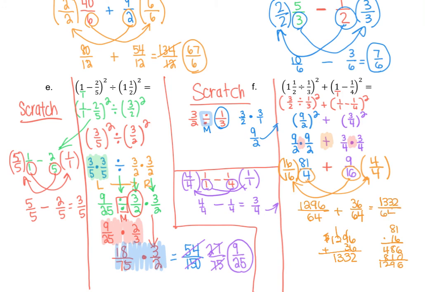So I got 1332 over 64. Both even, so I'm going to have to simplify. So when I do that, I cut them both in half and I get 32 on the bottom. And I get, let's see, 666 on the top. I cut those both in half and I get 333 over 16.